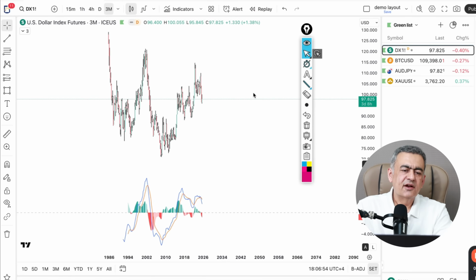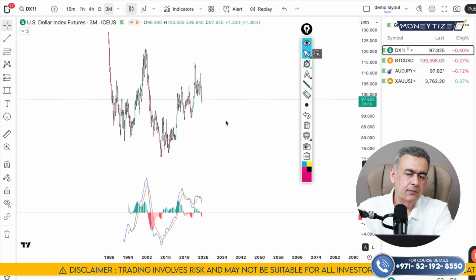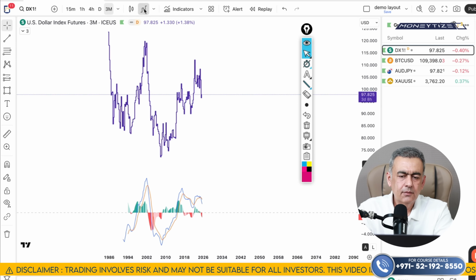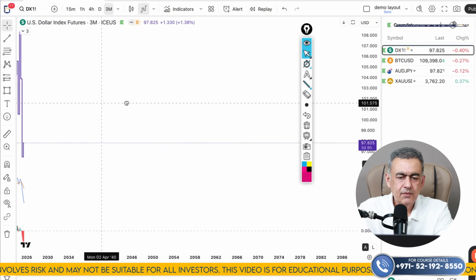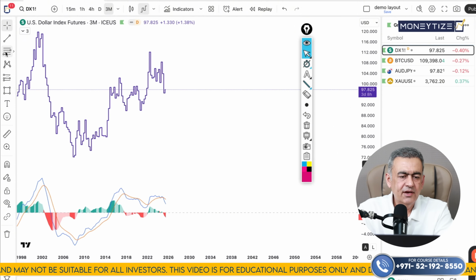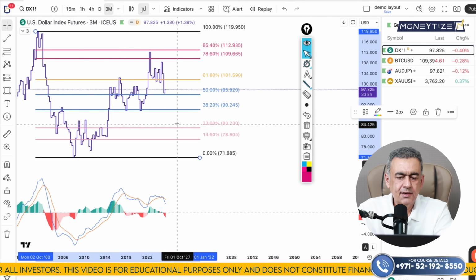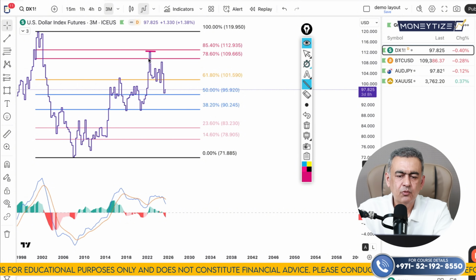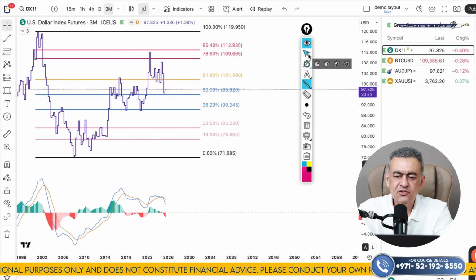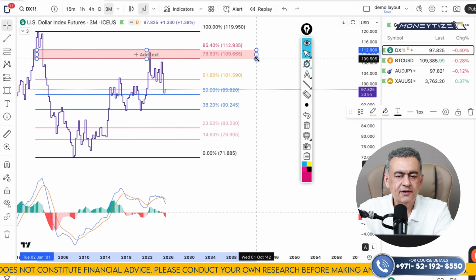So let's begin our chart analysis with dollar index, and I'm starting on a 3-monthly frame here. I'll switch to line chart and I will explain the price pattern here. So here I'm going to apply fib retracement from the previous high to the lowest point, and we got the rally, and rally got stopped exactly in between 78.6 to 85.4, the strongest fib resistance area. So this is to be highlighted as resistance.